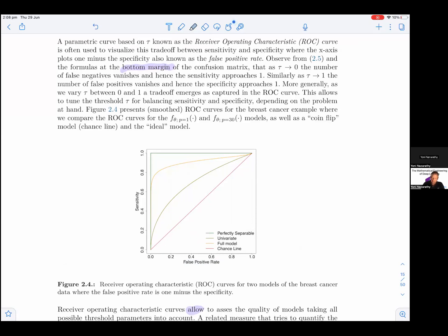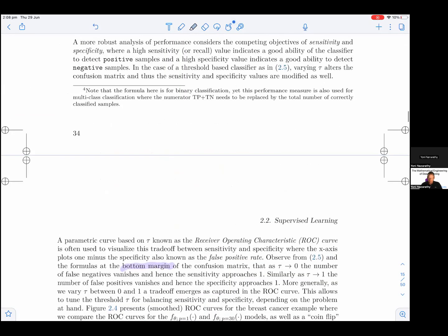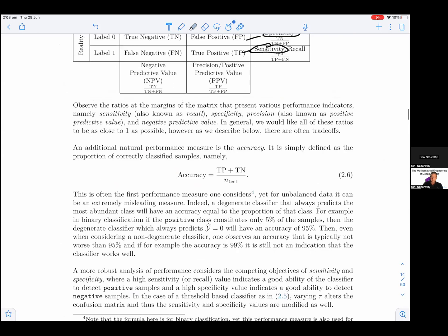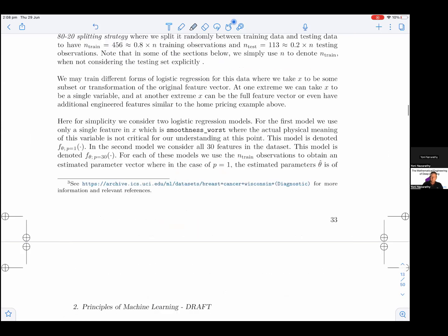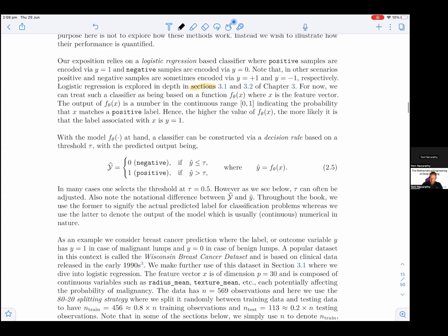Observe from the classifier in equation 2.5 and the formulas at the margin of the confusion matrix that as tau goes to 0, the number of false negatives vanishes, and hence sensitivity approaches 1. If you put tau as 0 in 2.5, you are always going to declare positive, so you are not going to have any false negatives because you always declare positives.